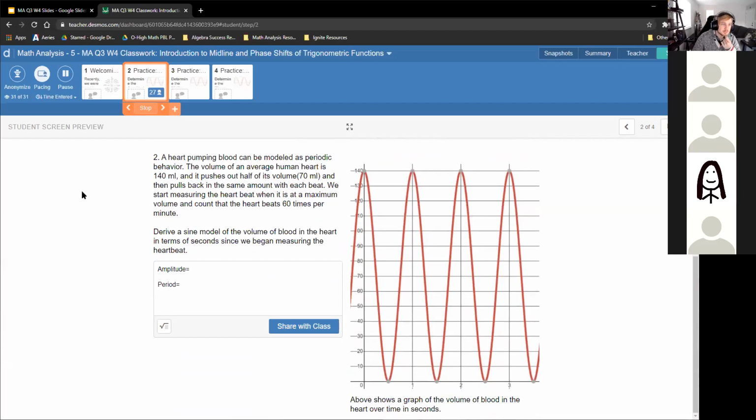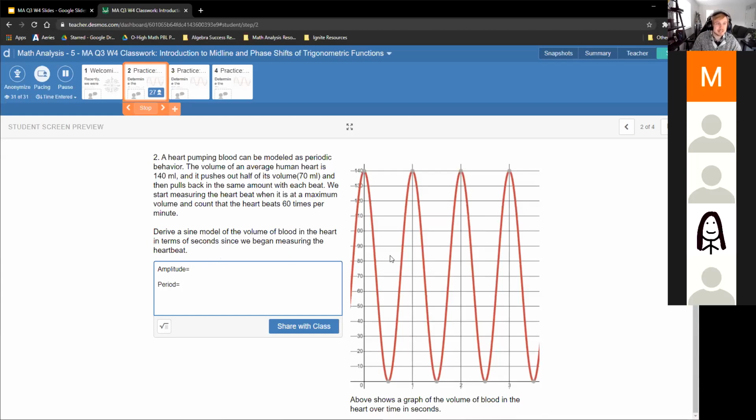What about number 2? Did anyone find the amplitude and period for number 2? Mila, can you help us out? For the amplitude, I got 70 because if you look on the graph, the highest point is 140 and the lowest point is 0. So 140 minus 0 is just 140, and then you divide it by 2 and you get 70.